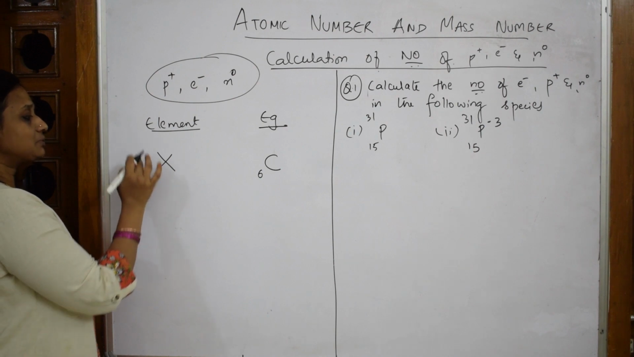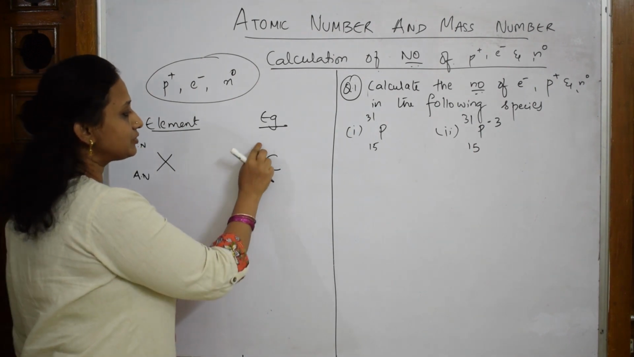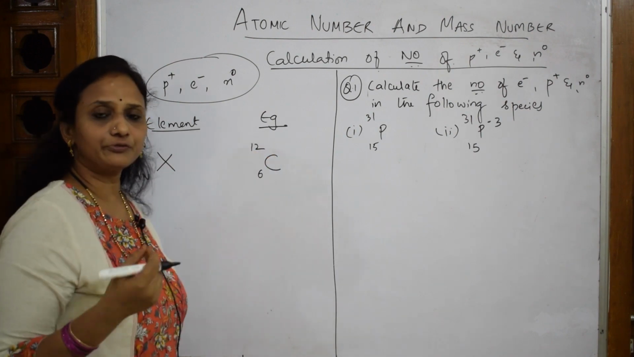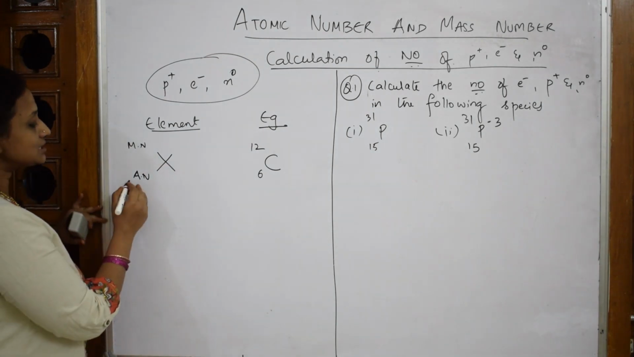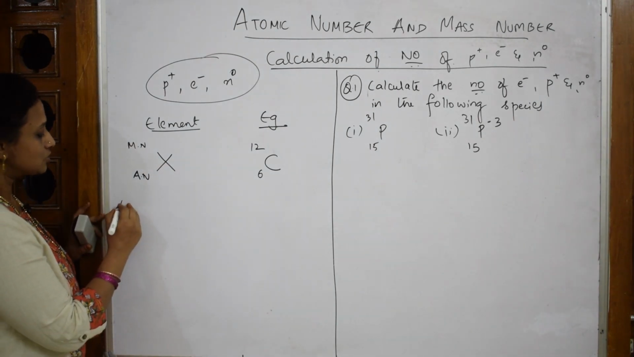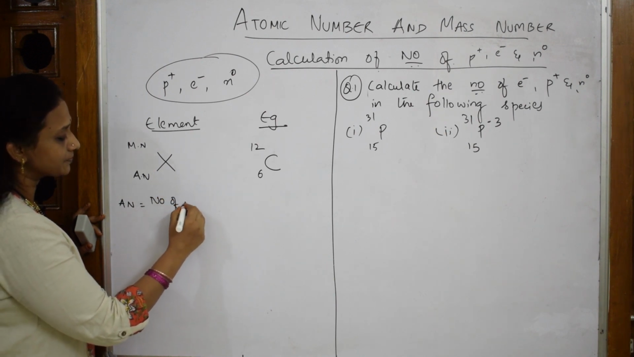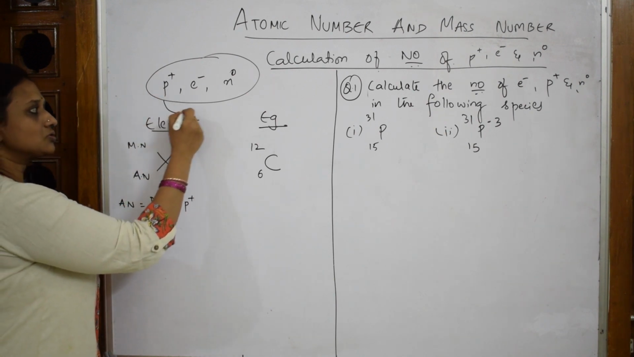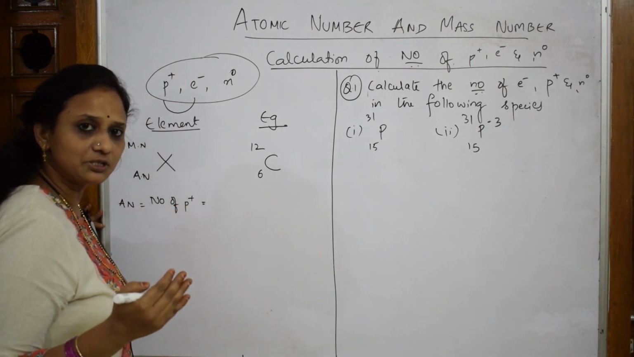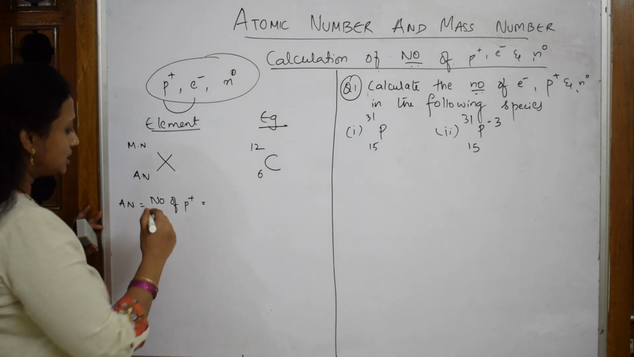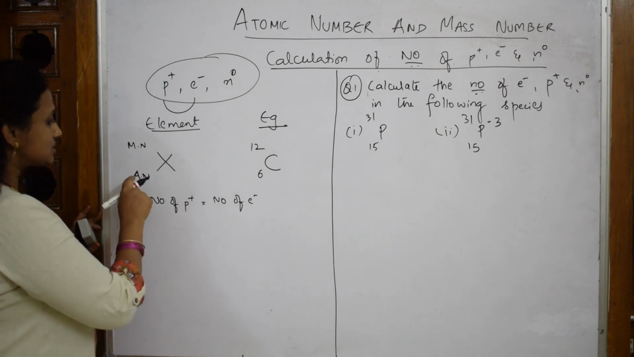Above that is written the mass number. Mass number is usually double of the atomic number, 12. For a few it is not double, and that also we will learn. What does this atomic number indicate? Atomic number is always equal to number of protons. We very well know protons are always equal to number of electrons, then only the electrostatic force of attraction is maintained. So number of protons is equal to number of electrons. This is your atomic number.